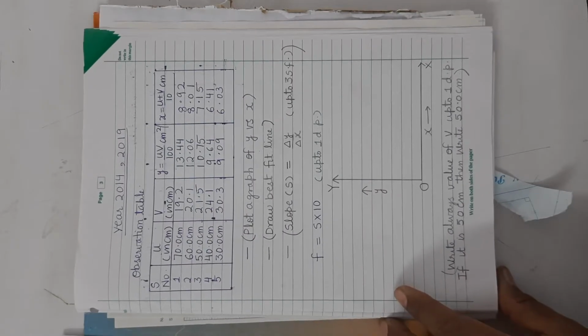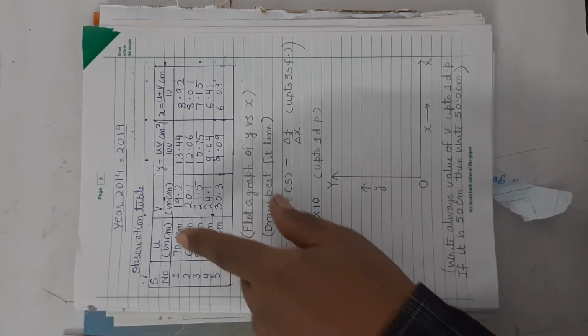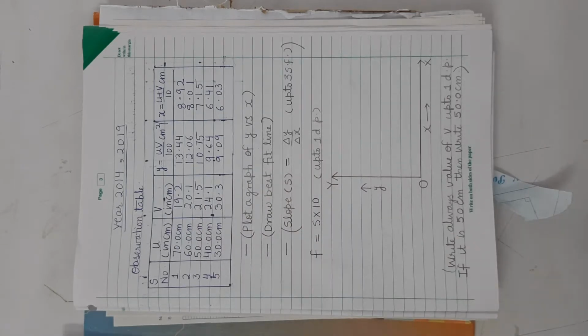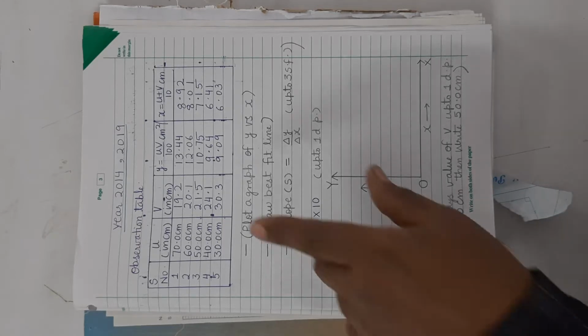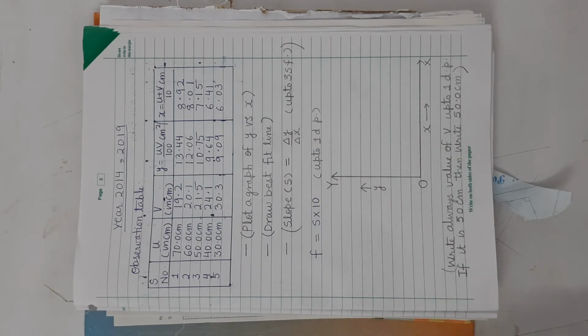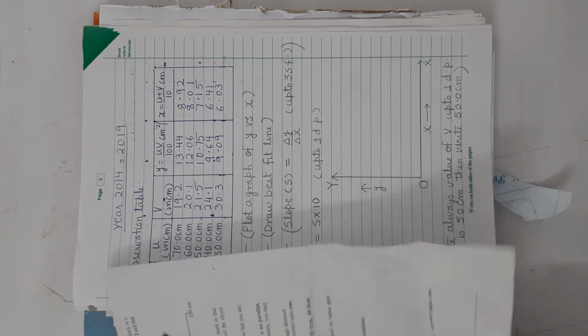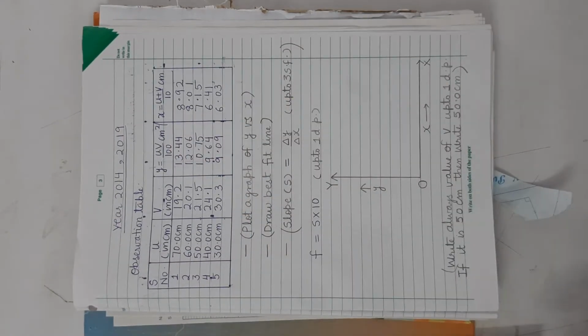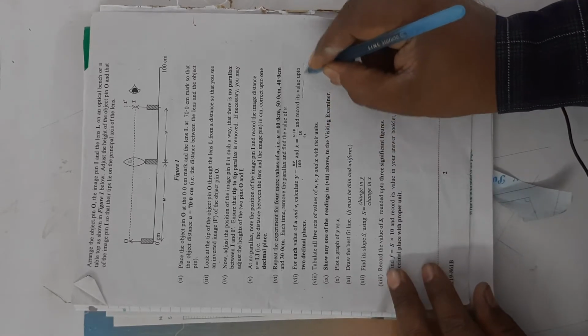So here I am showing you this experiment. These readings I have already recorded here. For different values of u, these are the values of v. This experiment you have already done, so you must be having the values of v. It's clear? Then we will determine y and x. So y equals u into v upon 100 and x equals u plus v upon 10. Here it is clearly mentioned that this is up to 2 decimal places. This you have to write up to 2 decimal places.